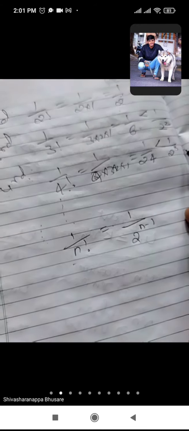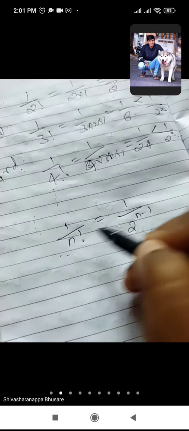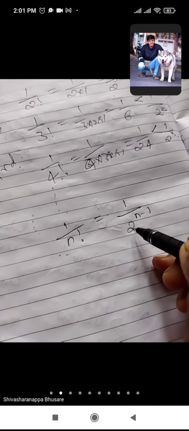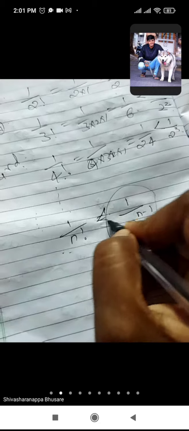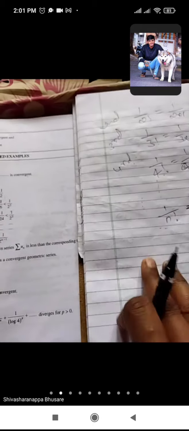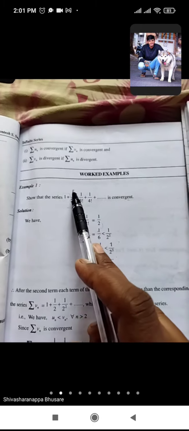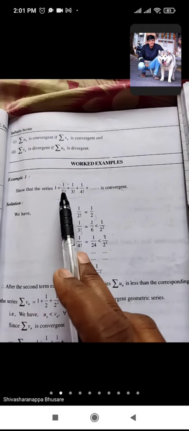When it is the fourth term, the cube comes; in the same way, when it is the nth term, a power one less should come. Therefore the last nth term is 1 divided by 2 to the power of n minus 1. It is less than 1 divided by 2 to the power of n minus 1. And after the second term, each of the given series. See here, in the given series we are starting from the second term. We are taking these terms of the series from the second one.